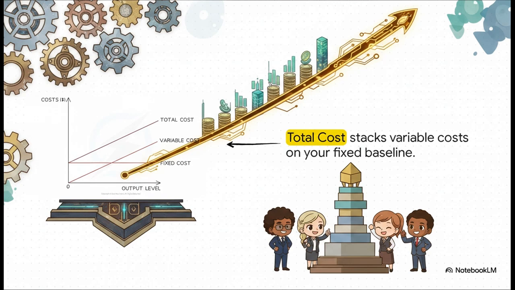Notice where the top line, the total cost line, actually begins. It doesn't start at 0. It starts exactly at your fixed cost baseline. The upward slope is completely identical to your variable costs. It's just shifted higher by the exact amount of your fixed costs. It paints the entire visual picture of your financial outgoing.